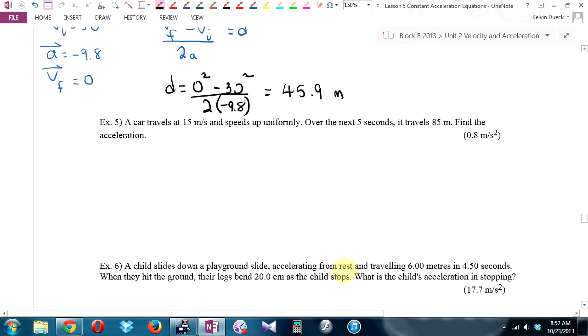Example 5. A car travels at 15 meters per second and speeds up uniformly. Over the next 5 seconds, it travels 85 meters. Find the acceleration. Zach, what's this question asking me to find? The nice thing in physics is that it's usually very clear what they want you to find. It's not like a word problem in math where you're like, what the heck? So, Zach, I'm going to write down A equals question mark.